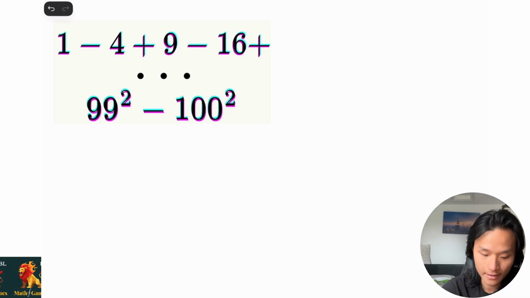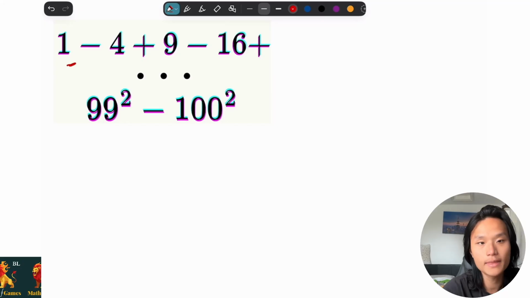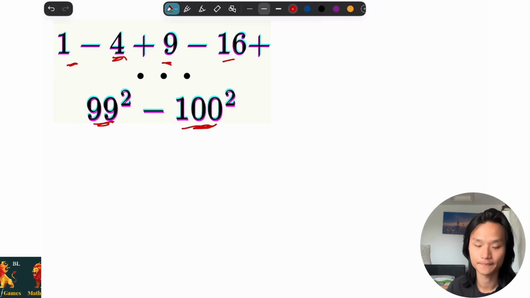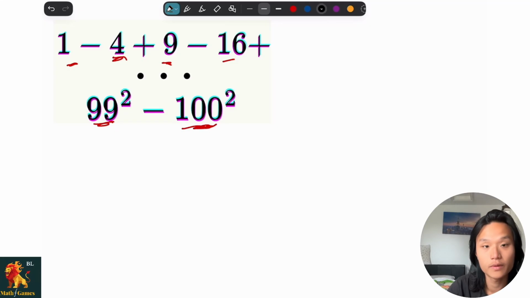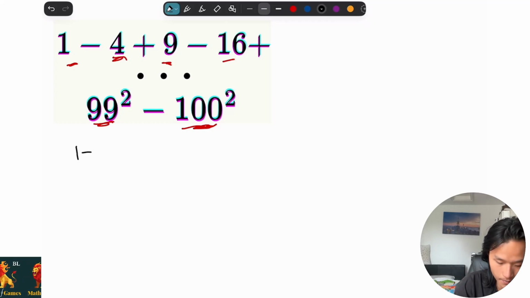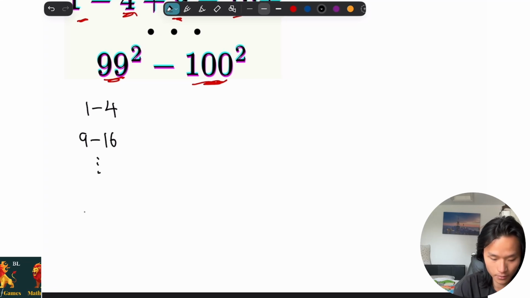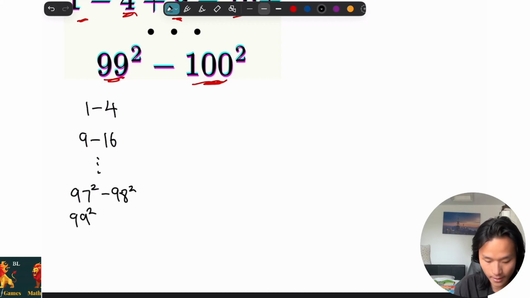So we have a bunch of terms. We have 1, -4, 9, 16, all the way to 99 squared, and then 100 squared. So what we will do is to group these terms in groups of 2. So we have 1 minus 4, and then 9 minus 16, all the way to, say, 97 squared minus 98 squared, and 99 squared minus 100 squared.